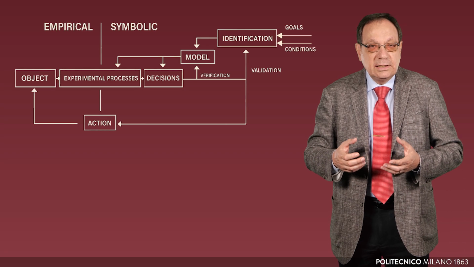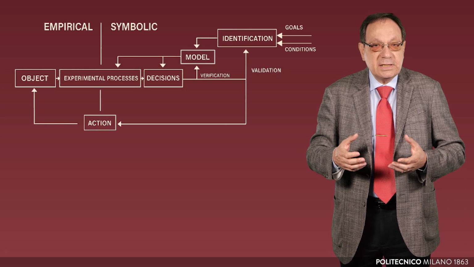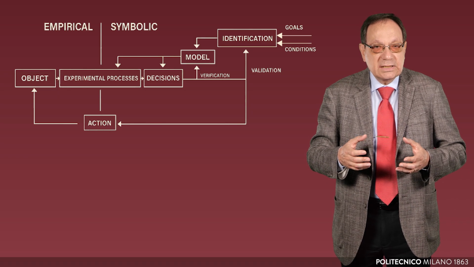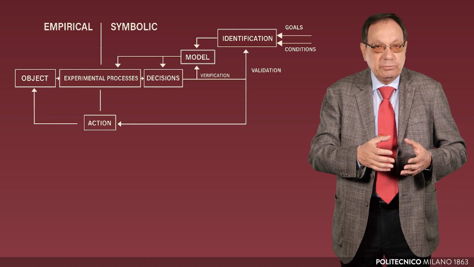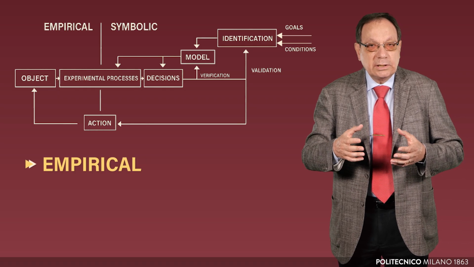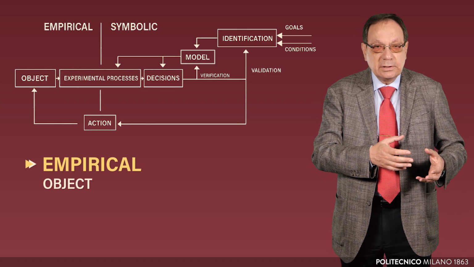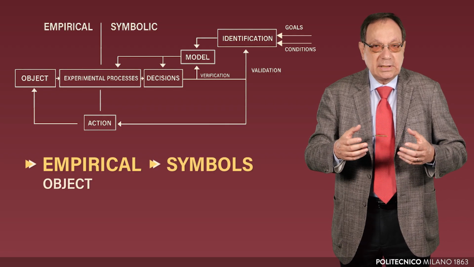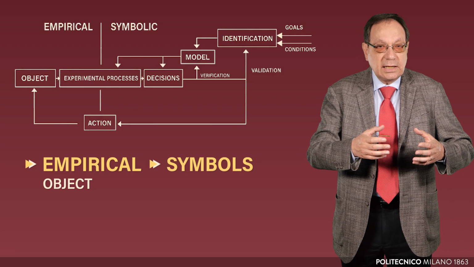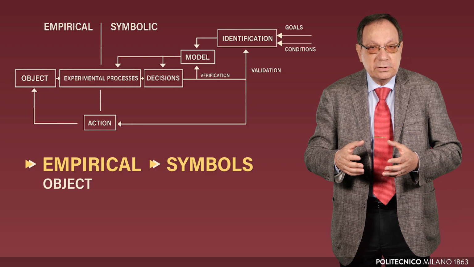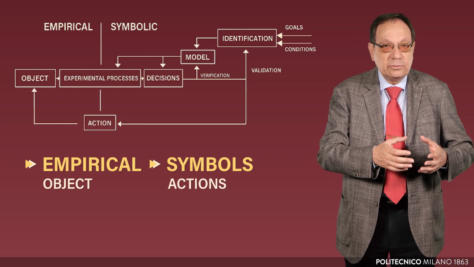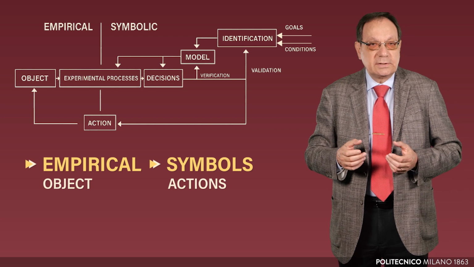All of this can be graphically summarized in this block diagram, which represents the reference model. As you can see, we are still building a bridge between the empirical world, where the object to be measured is found, and the world of symbols, where all the processes take place that, starting from goals and conditions, lead to defining the actions necessary to achieve those objectives.